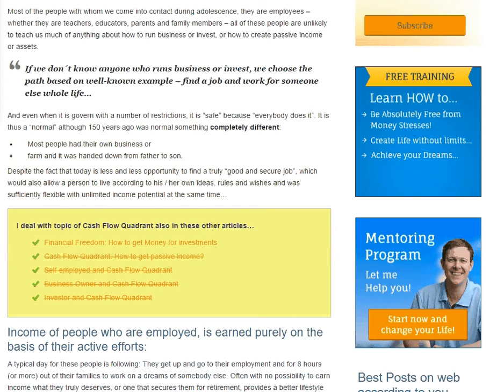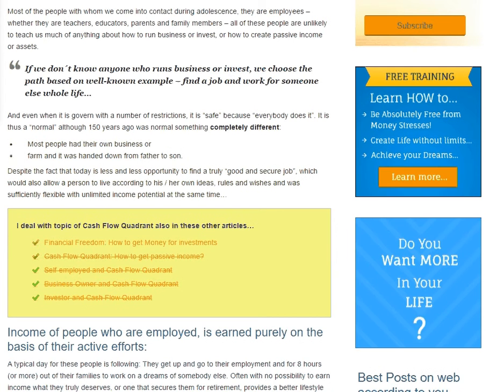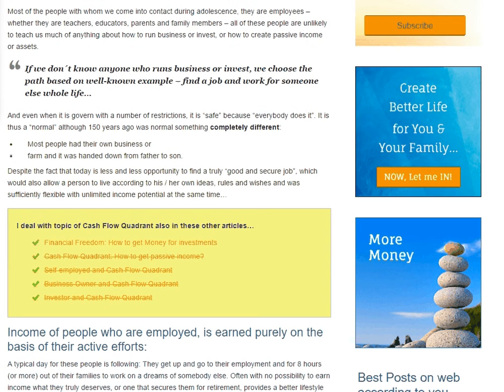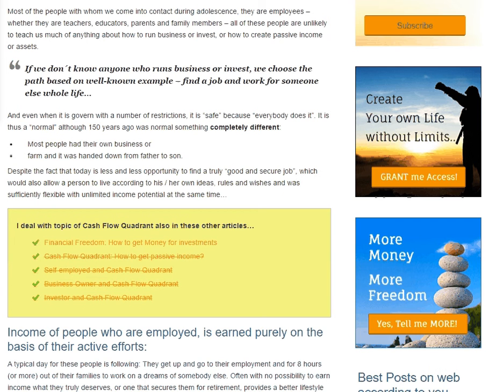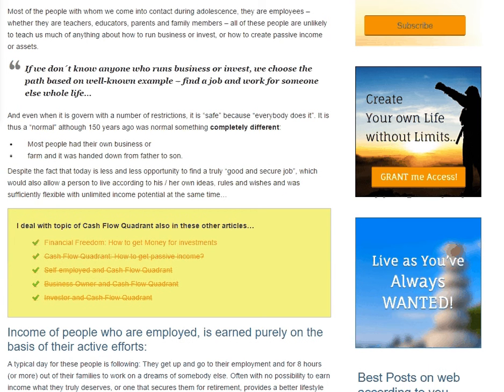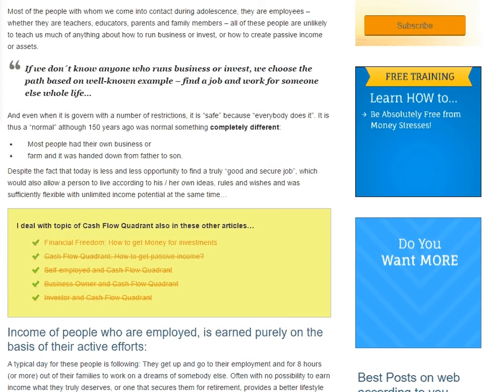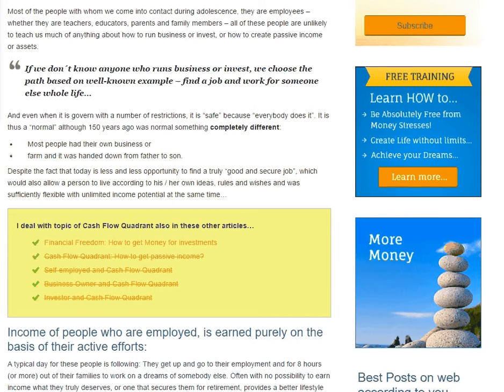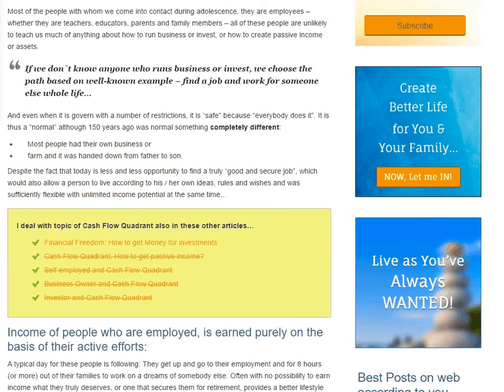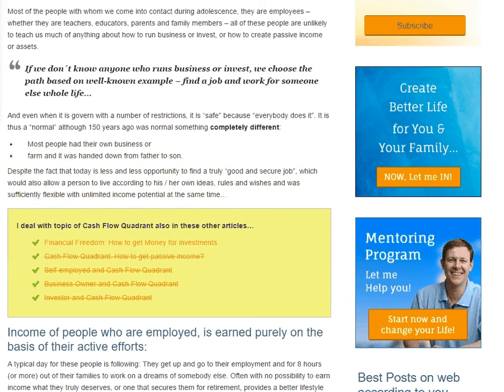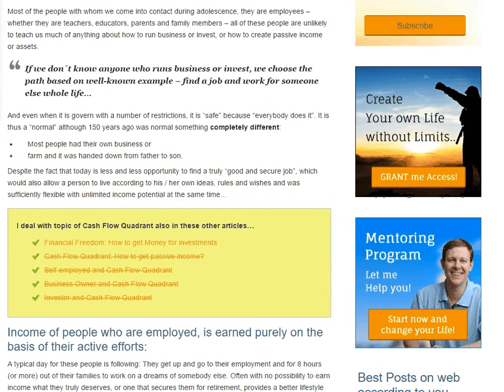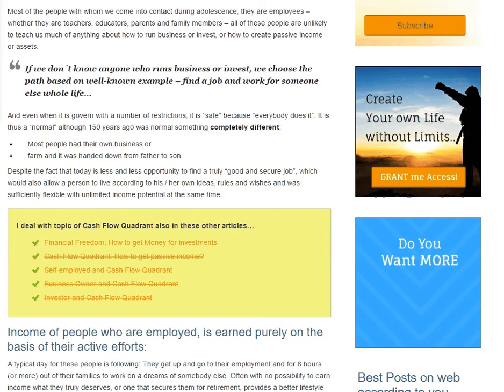It is thus normal, although 150 years ago something completely different was normal. Most people had their own business or a farm, and it was handed down from father to son. Despite the fact that today there is less and less opportunity to find a truly good and secure job, which would also allow a person to live according to his or her own ideas, rules and wishes, and be sufficiently flexible for unlimited income potential at the same time.